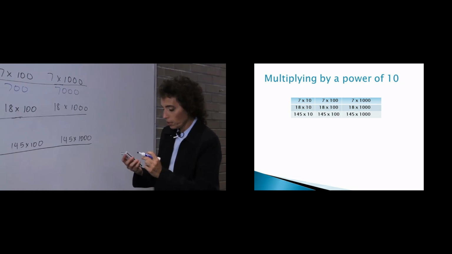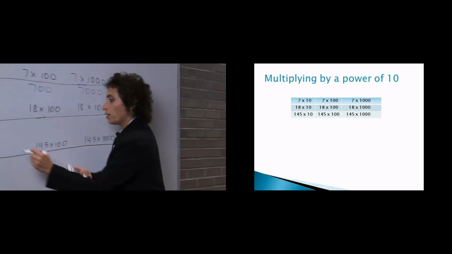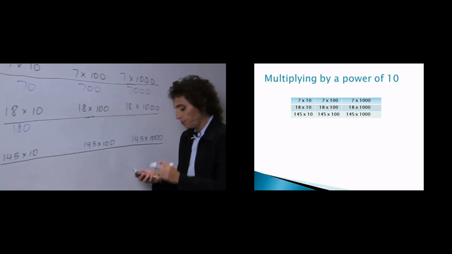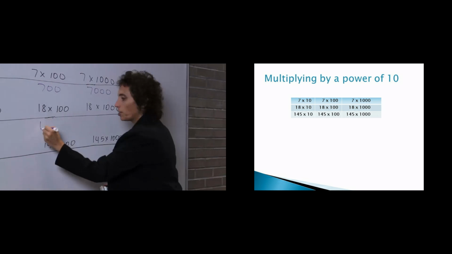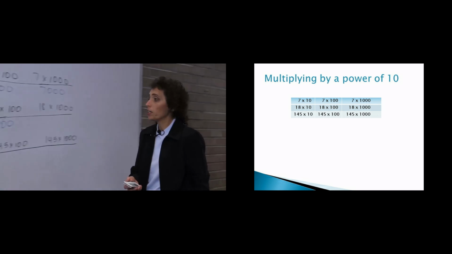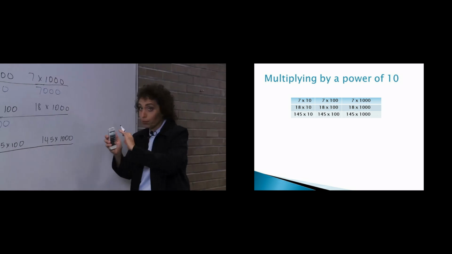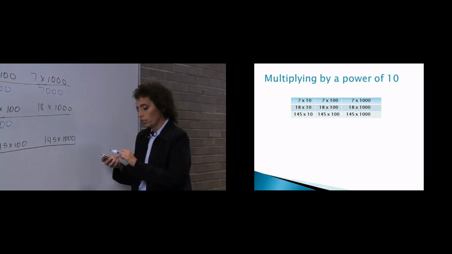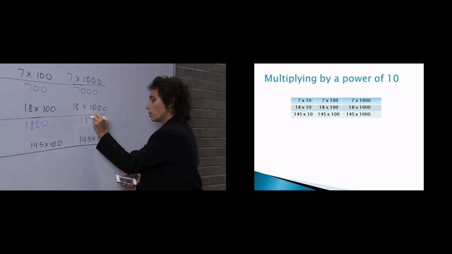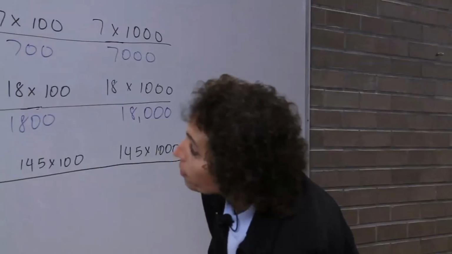18 times 10 is 180. 18 times 100 is 1,800. Do you see a pattern? I'm hoping you see a pattern soon. Okay, 18 times 1,000 is 18,000. So I'm hoping you see a pattern. Let's look for it for a second.